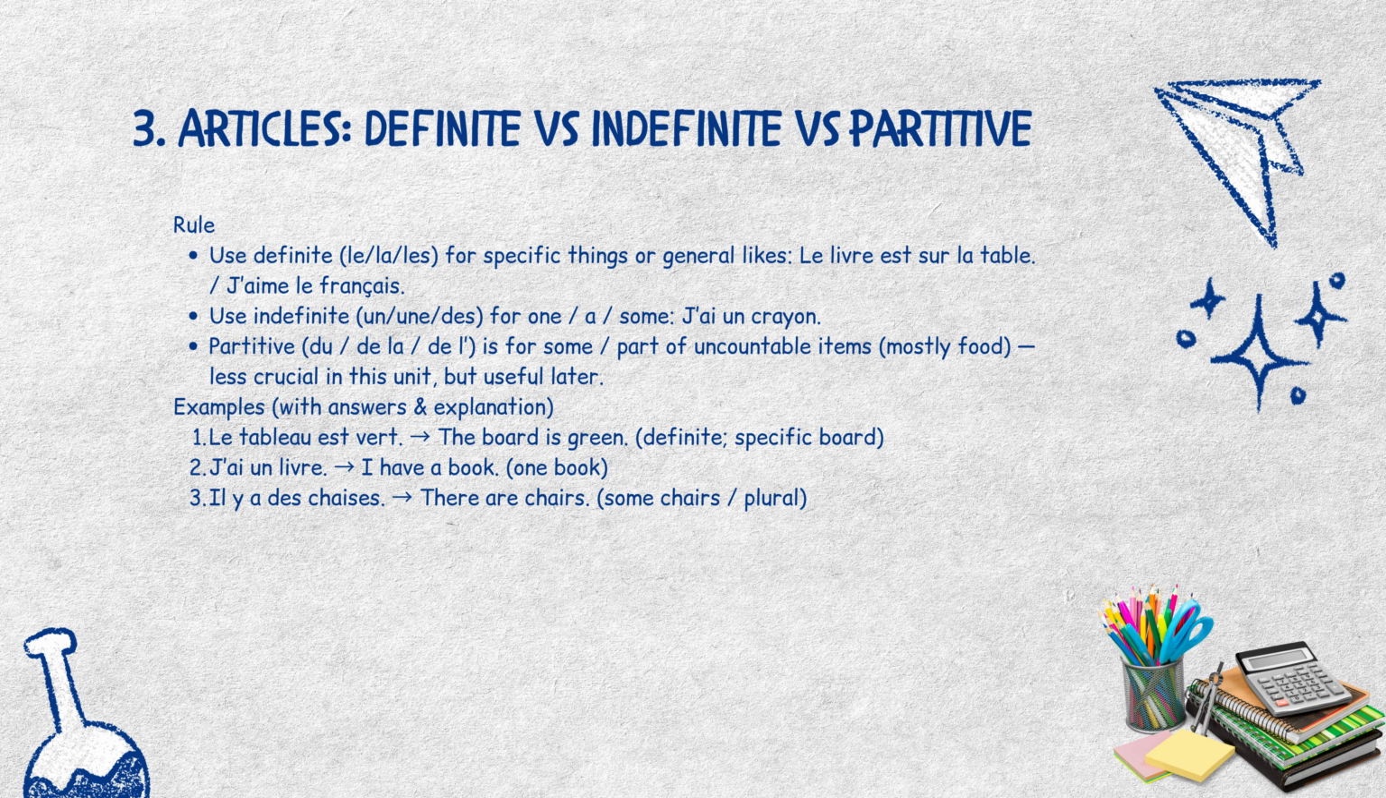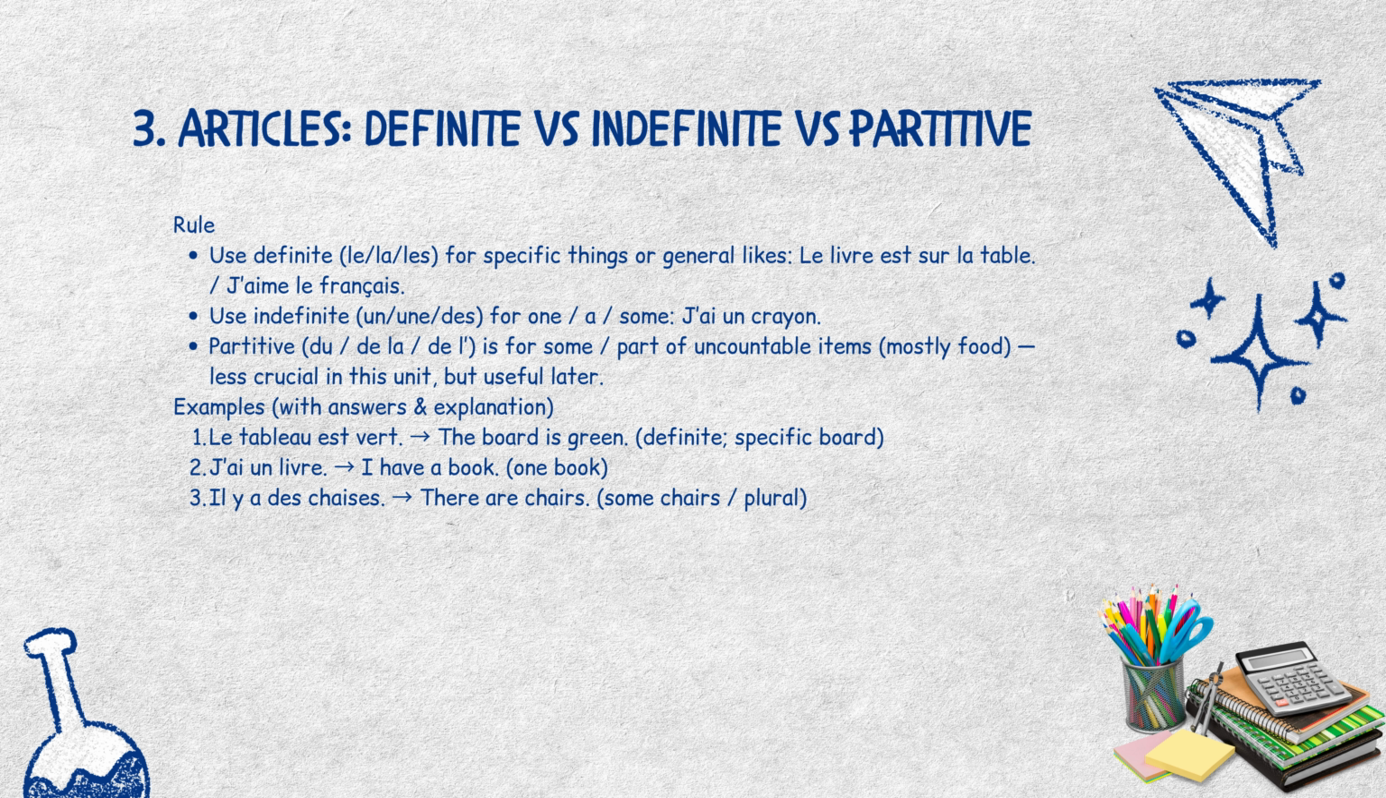Let's go over some examples in English to make it clearer. Example 1. I eat some bread. We use the masculine singular form of the partitive article. Why? Because bread is a masculine singular noun and not countable. Example 2. I drink some water. We use the feminine singular form of the partitive article. Why? Because water is feminine and not countable.